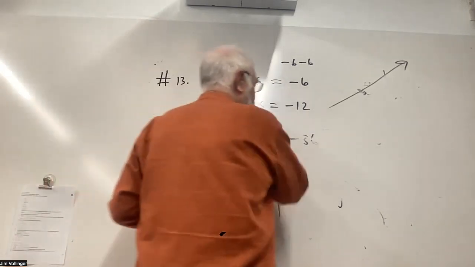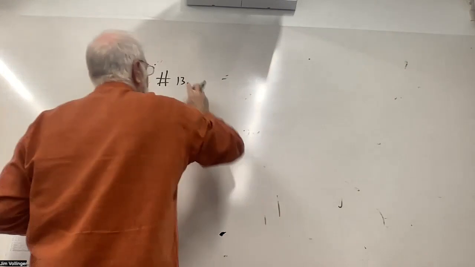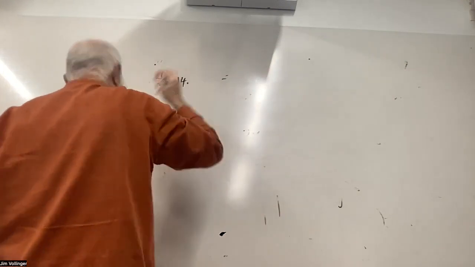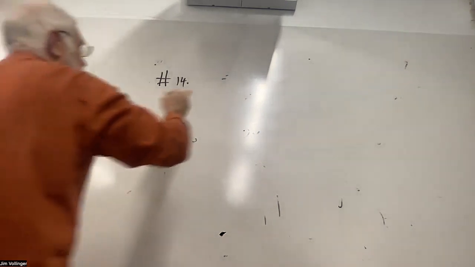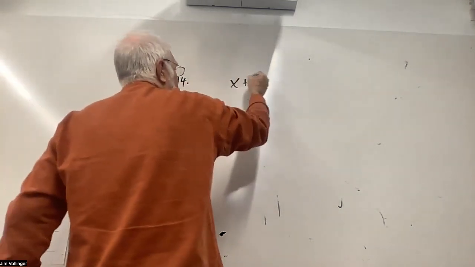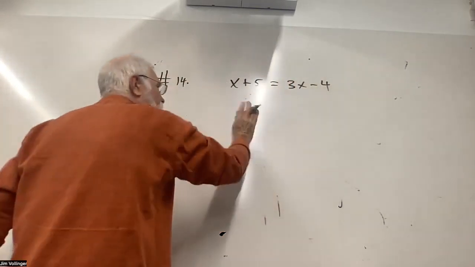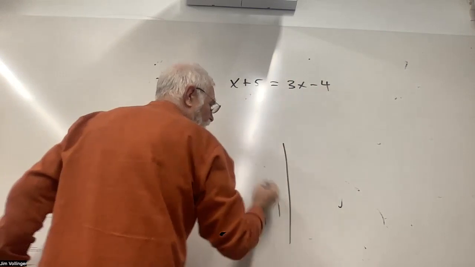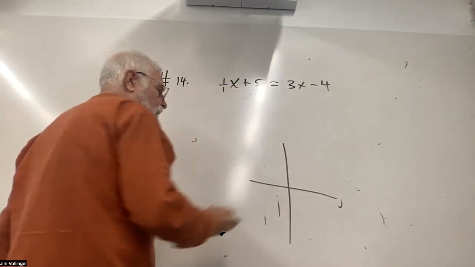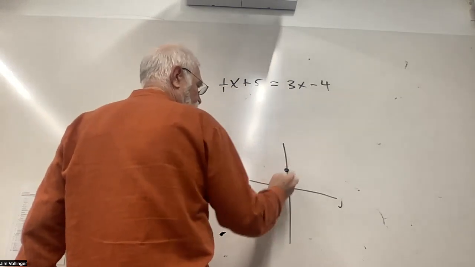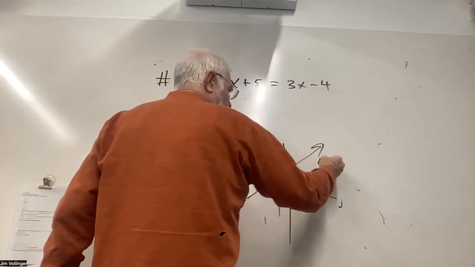All right. 14. Let's see what 14 is, if I'm keeping up with the right numbers. x plus 5 equals 3x minus 4. You're trying it, I hope. So let's take a graph here. x plus 5, that's a 1-to-1 ratio. So we'll call that 5 units. Over 1, up 1. There's our left graph.